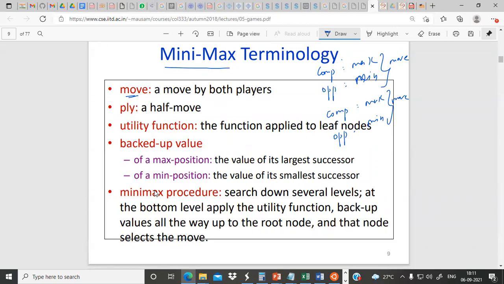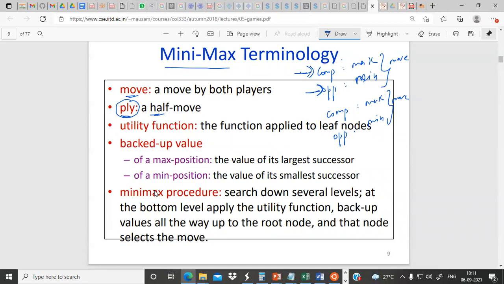If we consider only the computer making a move or only the opponent making a move, that is called a ply. So a half move is called a ply. What is a full move? A full move is when the computer makes a move and the opponent also makes a move, that is, both the players make a move.